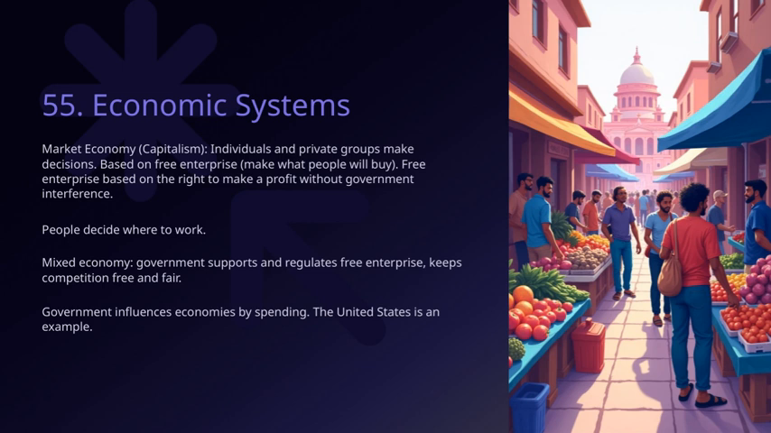Now, let's talk about the market economy, also known as capitalism. In a market economy, decisions are made by individuals and private groups rather than the government. It's all based on free enterprise, meaning businesses produce what people want to buy. This system is fundamentally about the right to make a profit without government interference, which encourages innovation and efficiency.